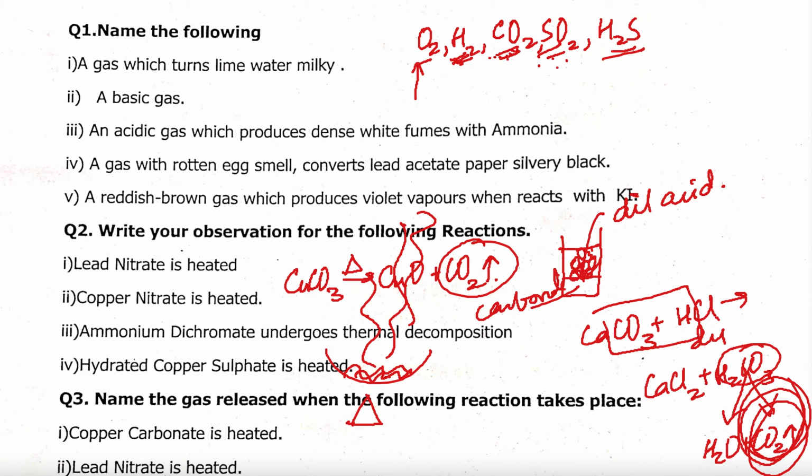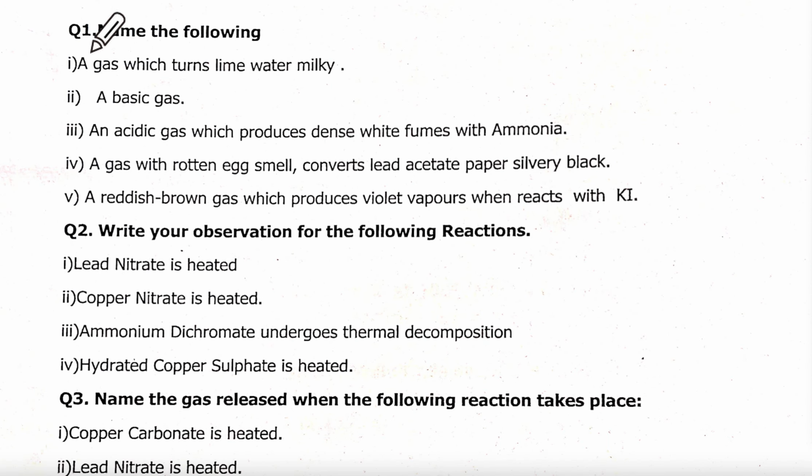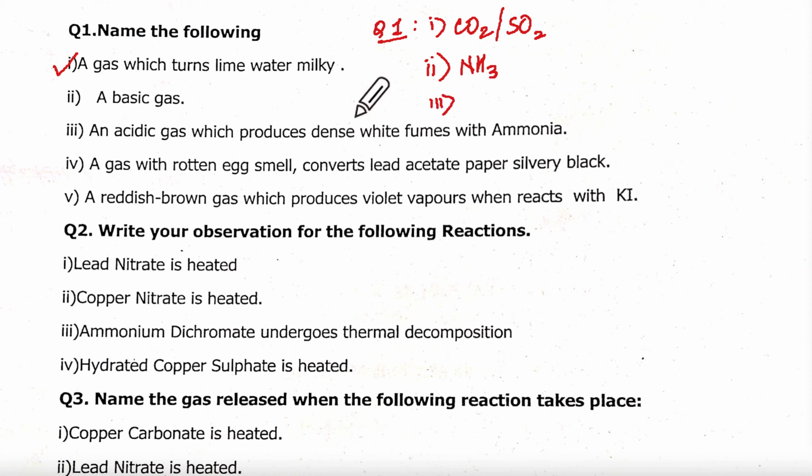Okay. So now that you understood this, let us come to name the following. Which gas turns lime water milky? Carbon dioxide. So you will have either CO2 or SO2. Both are possible. I'm writing the symbols here, but in the exam please write the names. A basic gas is ammonia. Remember, ammonia is the only basic gas in chemistry for your syllabus.